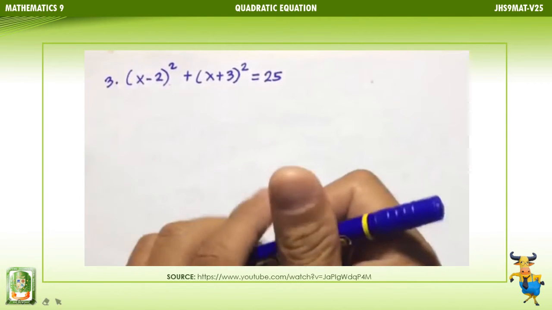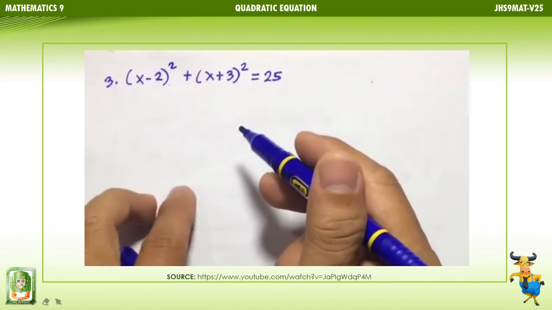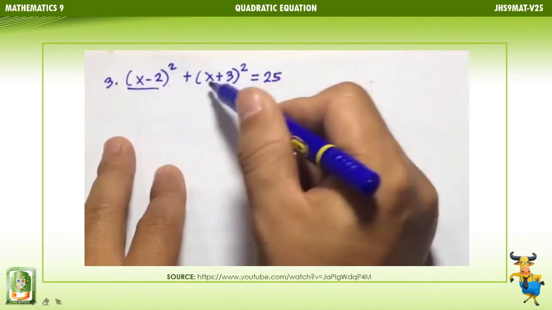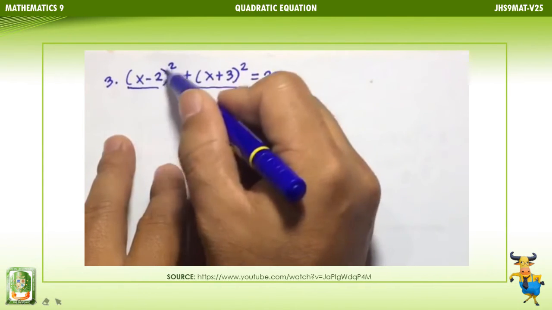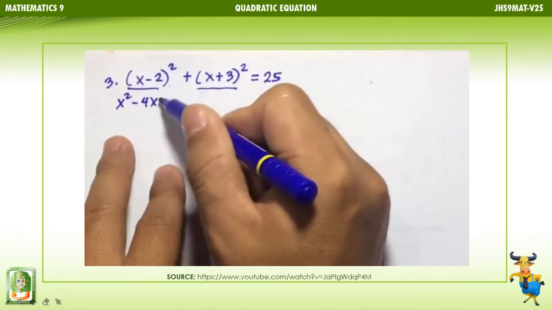Number 3. Quantity of x minus 2 squared plus quantity of x plus 3 squared equals 25. So we're going to operate this 2 here first. So x minus 2 squared, that will be x squared minus 4x plus 4.